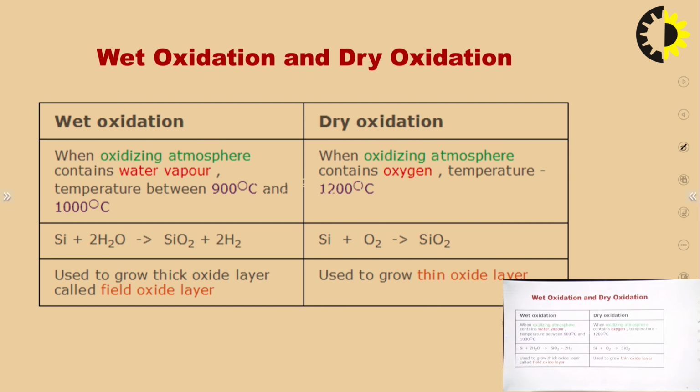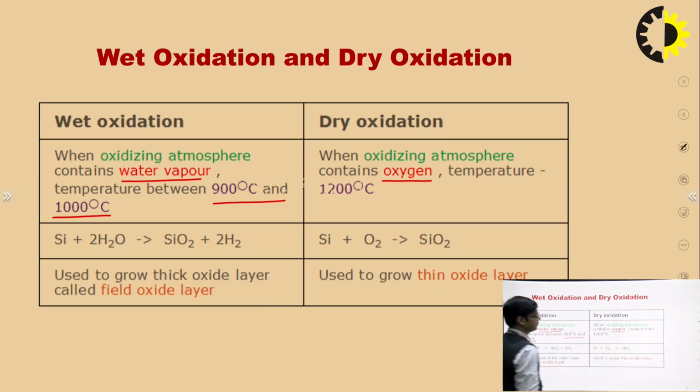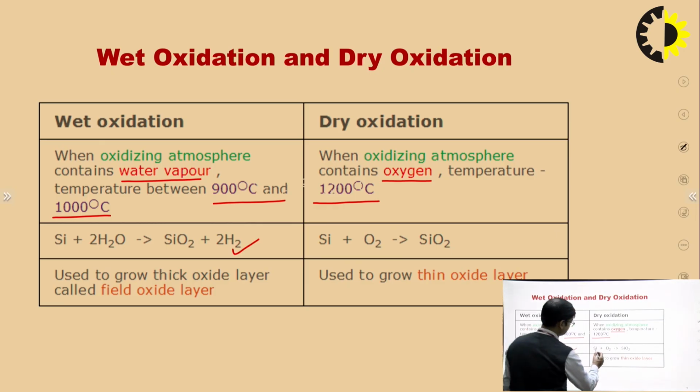There is a comparison of wet oxidation and dry oxidation. In case of wet oxidation, we use water vapor and the temperature is between 900 degrees centigrade to 1000 degrees centigrade, whereas in case of dry oxidation, the environment is oxygen, there is no water vapor involved. So in the oxygen environment and at a temperature of about 1200 degrees centigrade, oxidation takes place. The chemical reaction in case of wet oxidation is Si + 2H2O gives SiO2 + 2H2, whereas in case of dry oxidation it is in the oxygen environment, so Si + O2 will give us SiO2.